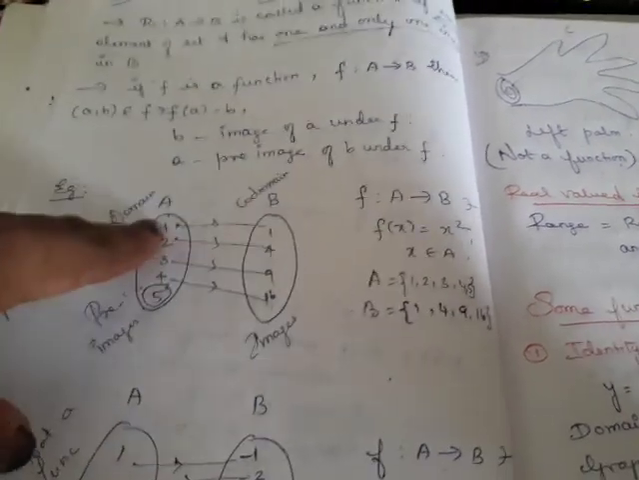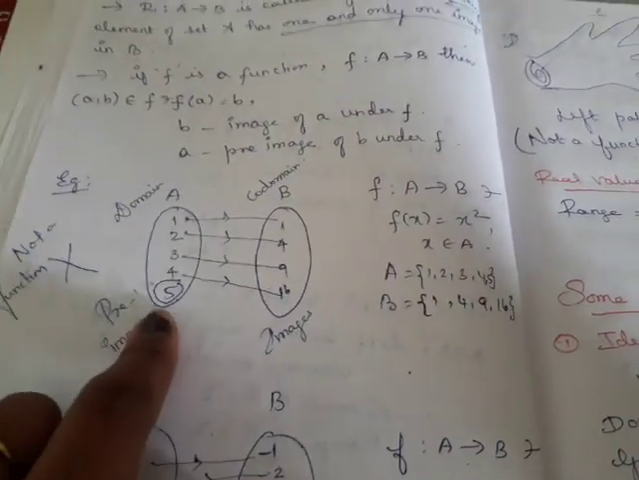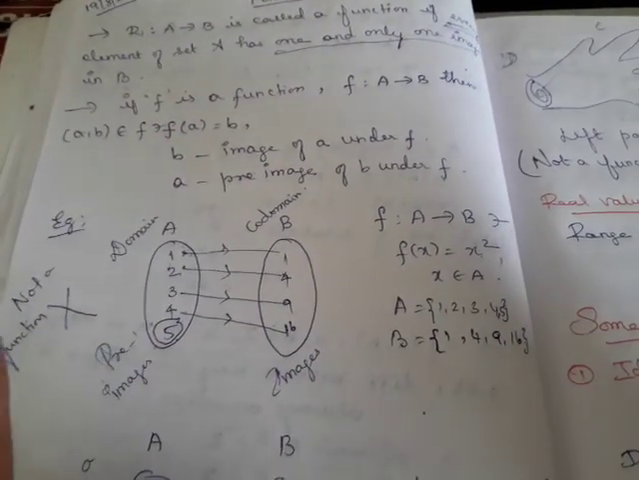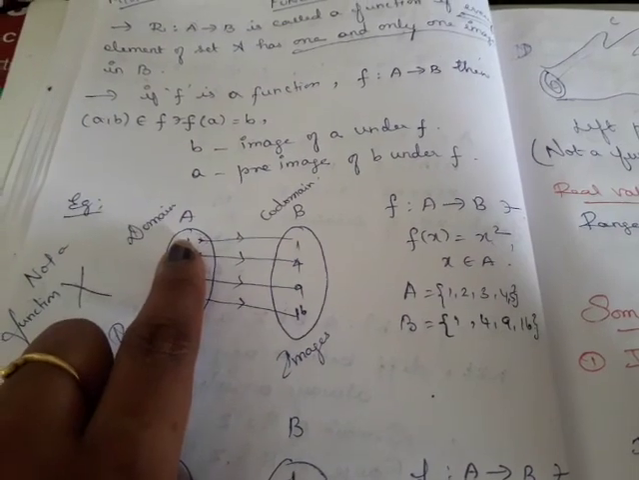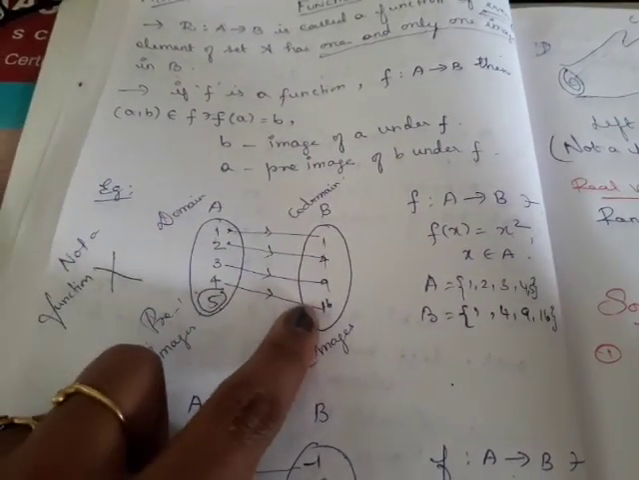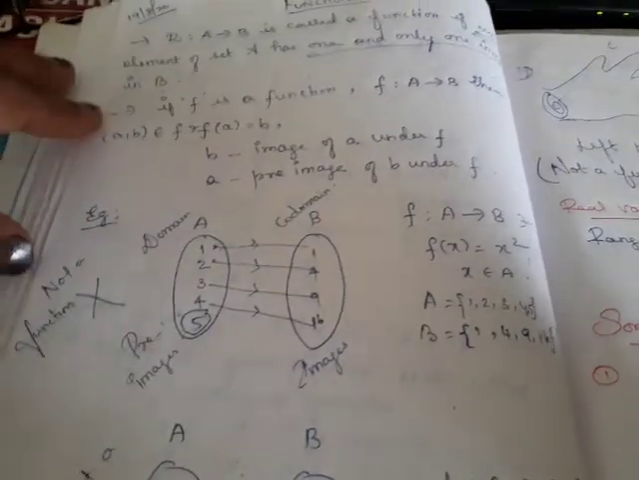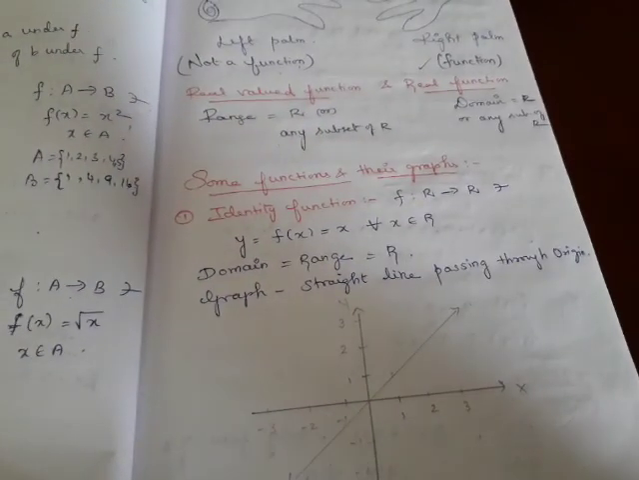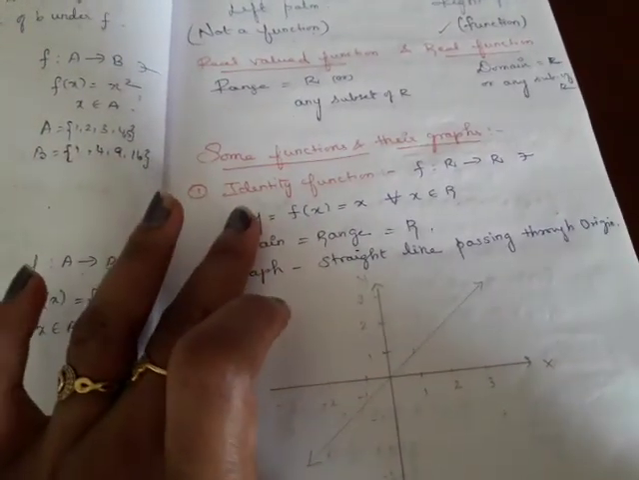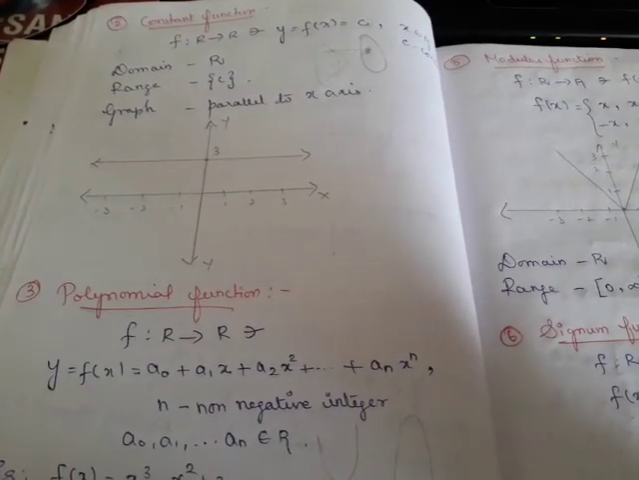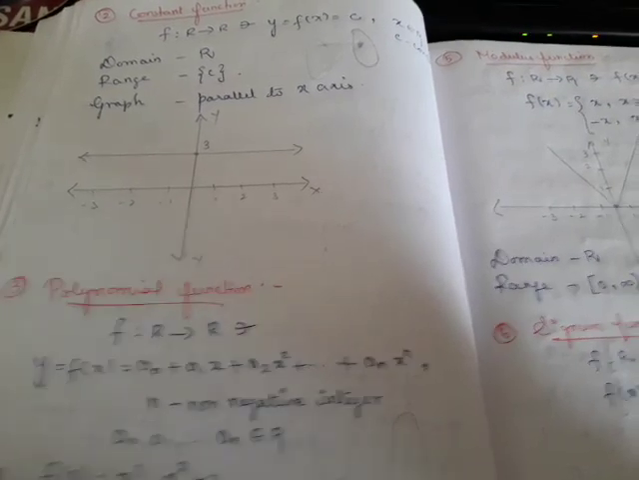And I told you, none of the elements in the domain should be left free without any image. That is one condition. The second condition is each element in the domain should be mapped to a unique element in the codomain. It should not have two images, right? If the relation satisfies these two conditions, it will become a function. And we have seen a few standard functions and their graphs. Identity function means mapping to itself, and we have seen how the graph looks. And we have learnt what is constant function, polynomial function. Constant function we have seen, all the elements mapping to a particular constant.